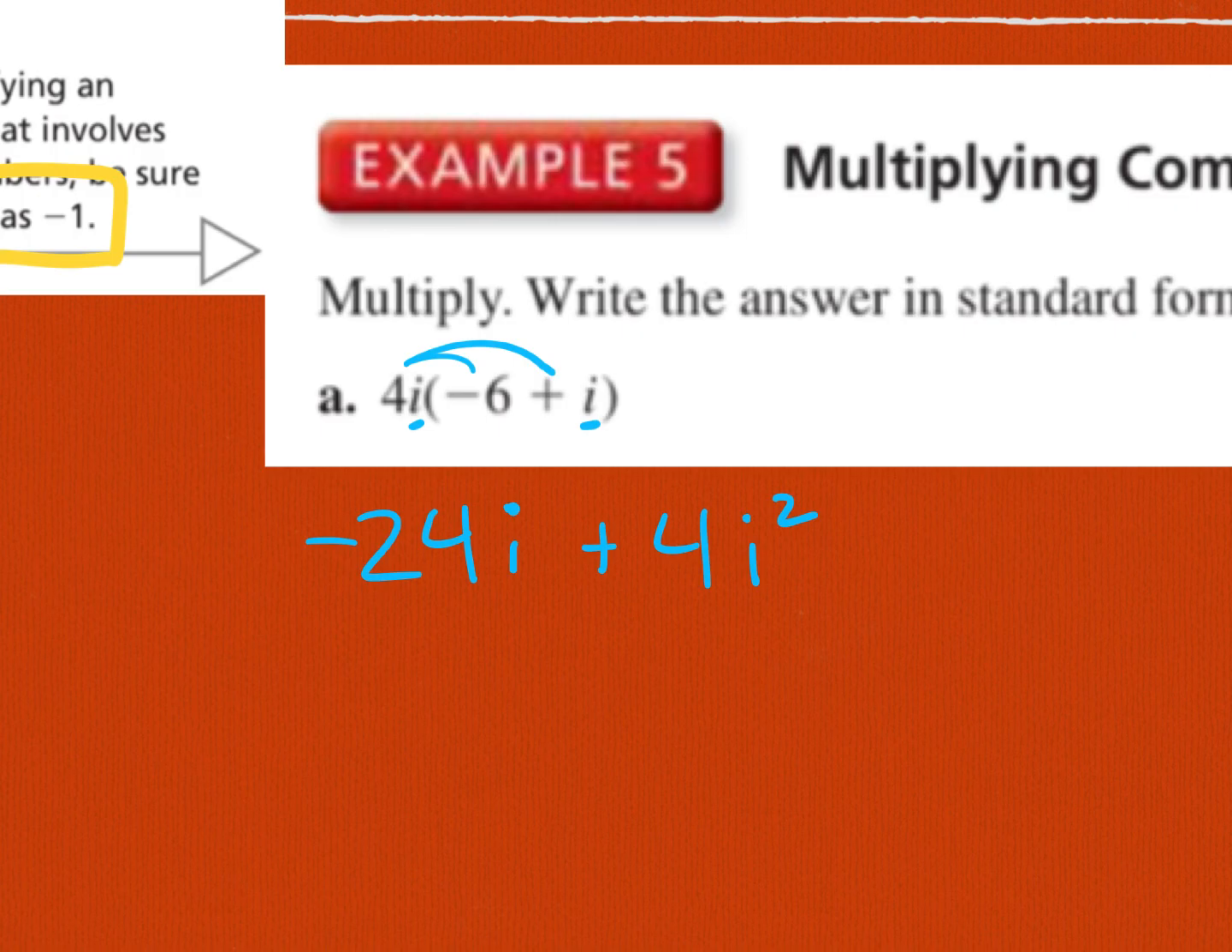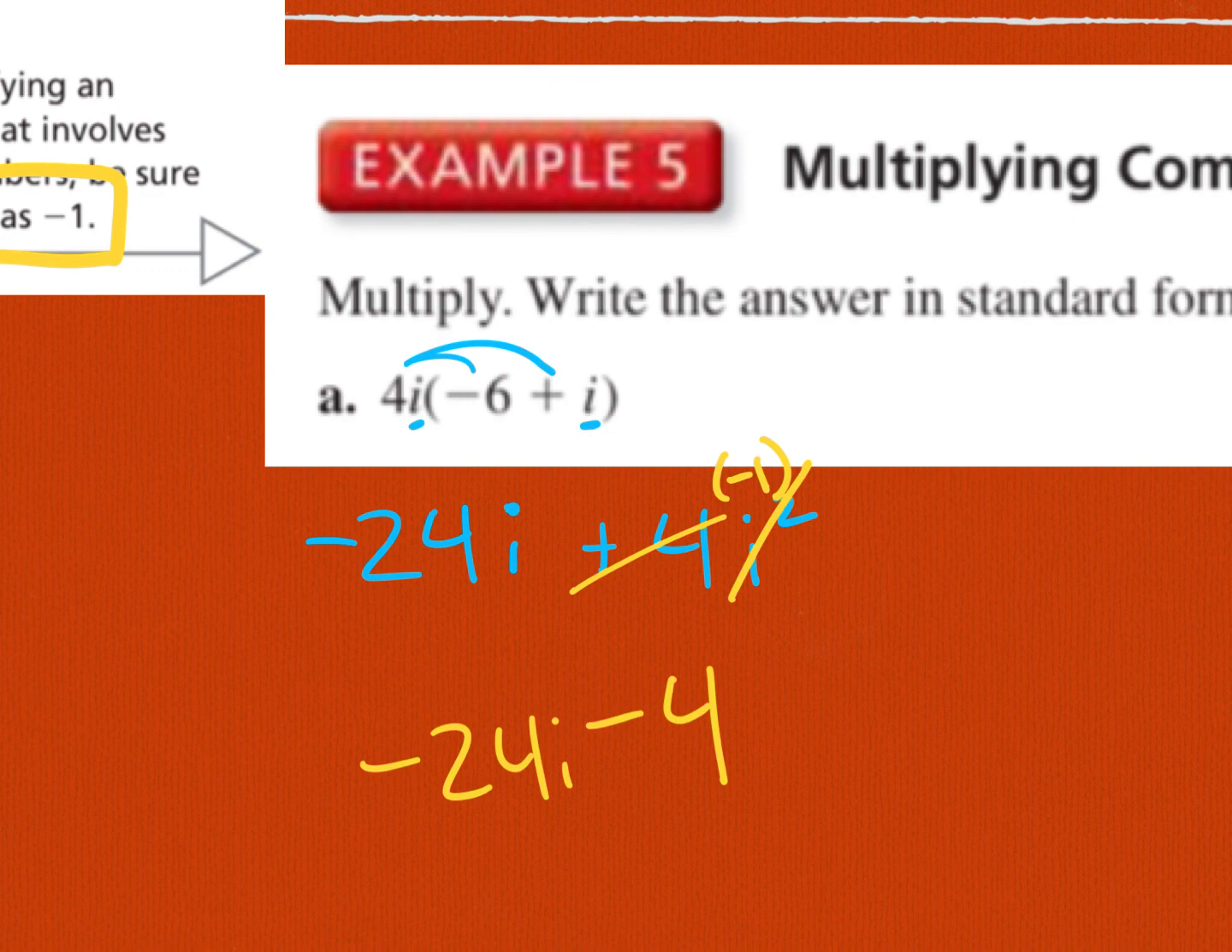I squared turns into what? Negative 1. So this is like saying 4 times negative 1. What's 4 times negative 1? Negative 4. So I can change that 4 to become a negative 4. So whenever you have an i squared, it just changes the sign of the number that it's behind. So the number in front of it, we just change the sign. So instead of a plus 4, it's a minus 4.